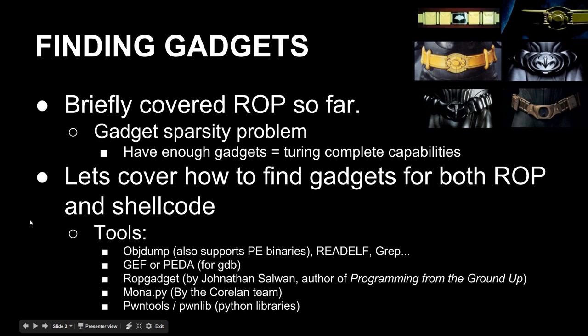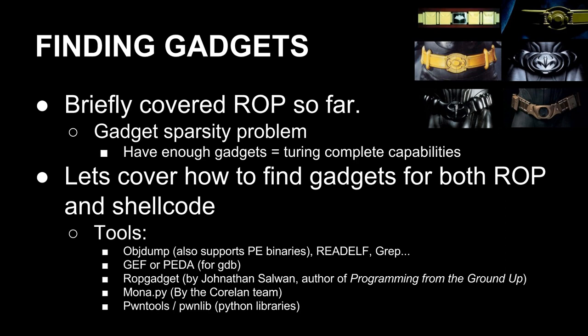So to begin, we've briefly covered ROP so far, and the gadget sparsity problem you should be familiar with. If you have enough gadgets, your payload capabilities approach Turing completeness. Let's cover how to find gadgets for both ROP and shellcode. In general, I find the following tools very useful for this.